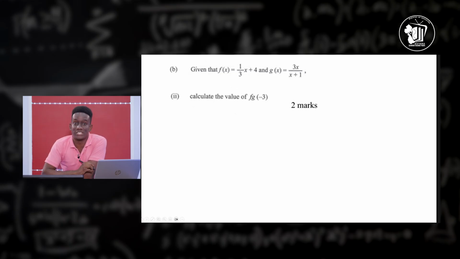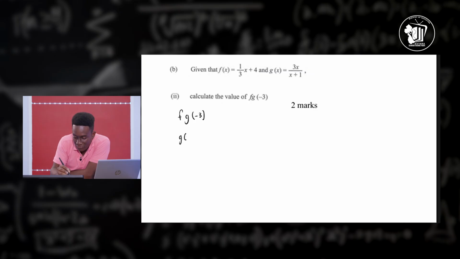The next question says, given the same set of functions, calculate the value of fg of negative 3. What this is saying is that we're taking the function g of negative 3 and putting it inside the function f. So first, let's find g of negative 3.